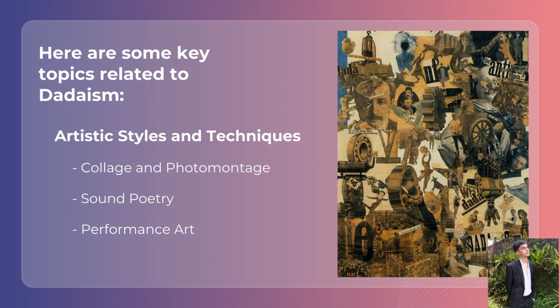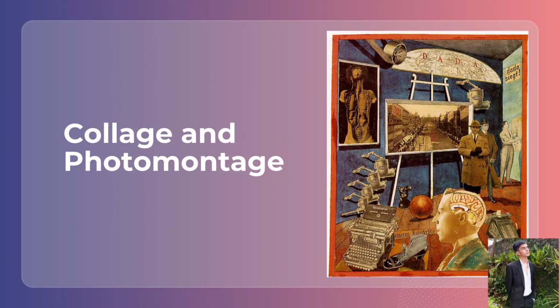So let's proceed to artistic styles and techniques. There are three types of artistic styles and techniques. First one is collage and photomontage, then sound poetry, and performance art. So, collage and photomontage: Dadaists used collage and photomontage to create jarring and unexpected visual juxtapositions. They often combined found objects, images, and text in a way that challenged traditional notions of composition and aesthetics.